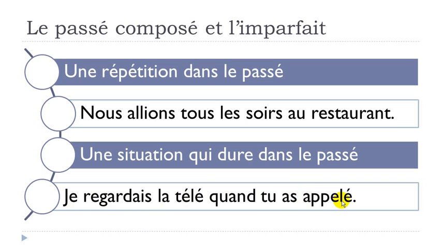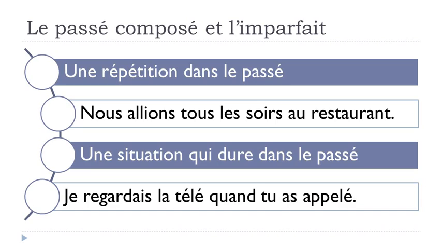Quand tu as appelé. With this sentence, we want to use the imparfait form because it lasts in the past. When you watch TV, maybe it won't last one minute or two, but a bit longer than that. And then tu as appelé, it's an action, something that doesn't take too long if you compare it to the previous verb. Je regardais la télé is used at the imparfait form because it lasts longer than the other one.